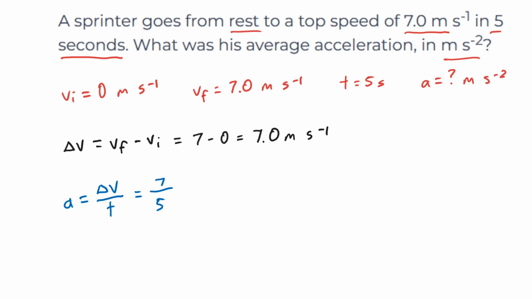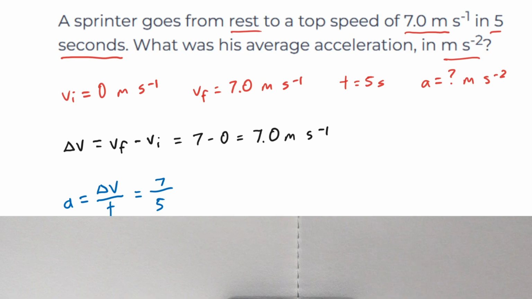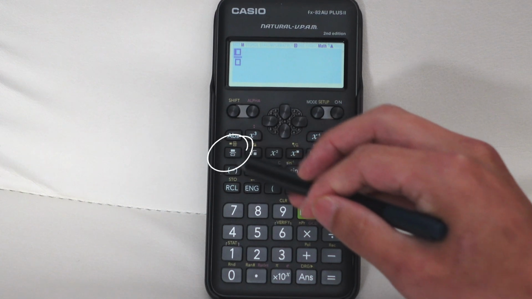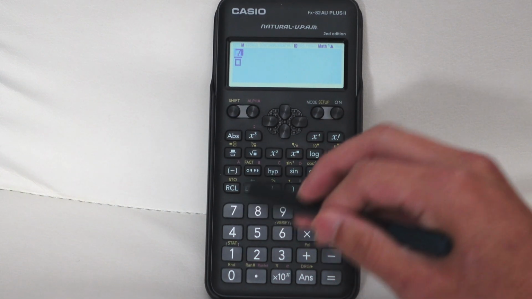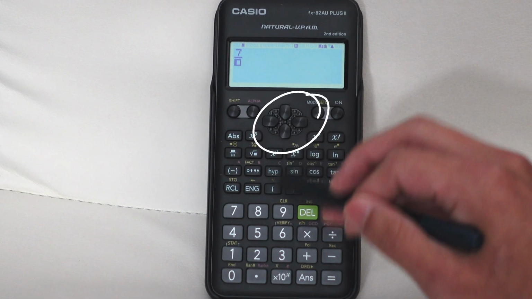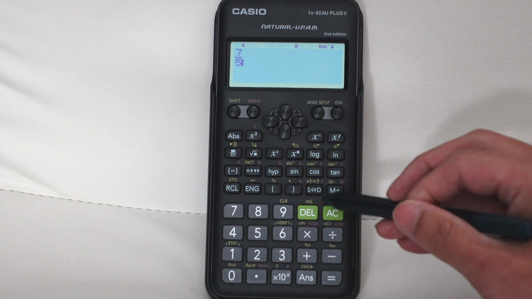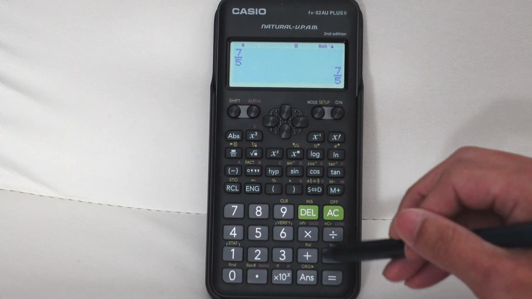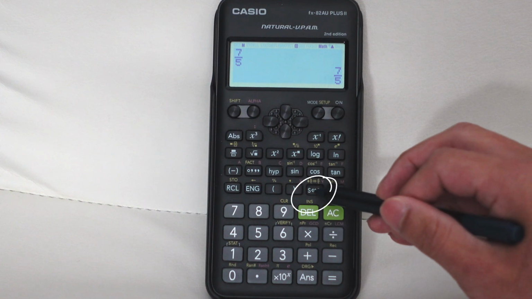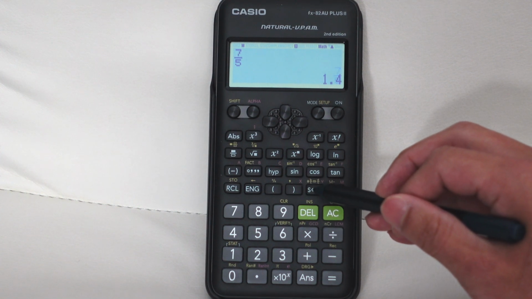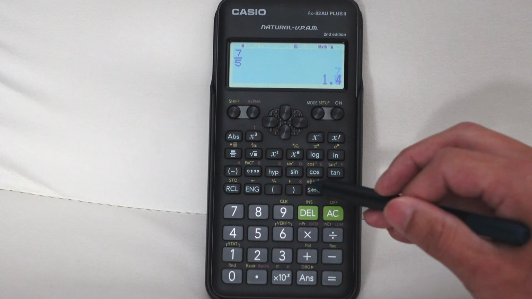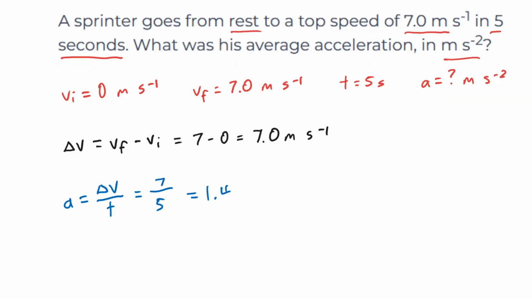Now when we use the calculator, we can also enter it as a fraction by pressing this button here. To navigate to the denominator, we can use the arrow keys. If we enter it as a fraction, then it will usually give us the answer as a fraction, but we can convert that into a number by pressing this SD button here. So that gives us an answer of 1.4 meters per second squared.